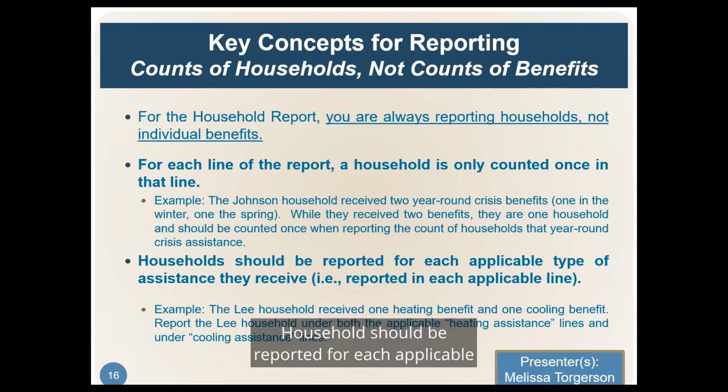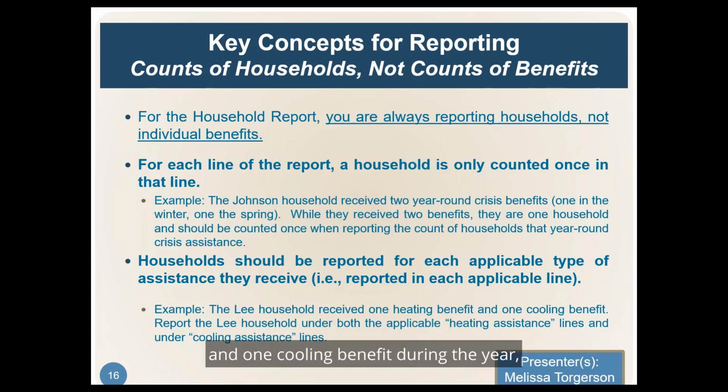Households should be reported for each applicable type of assistance they receive. So for example, the Lee household received 1 heating benefit and 1 cooling benefit during the year. This household will be reported once under heating assistance and once under cooling assistance lines.